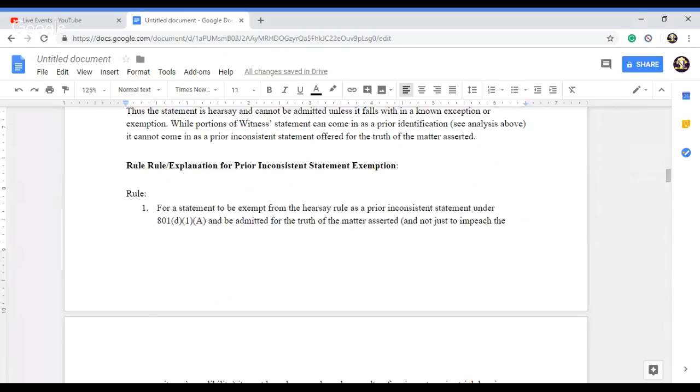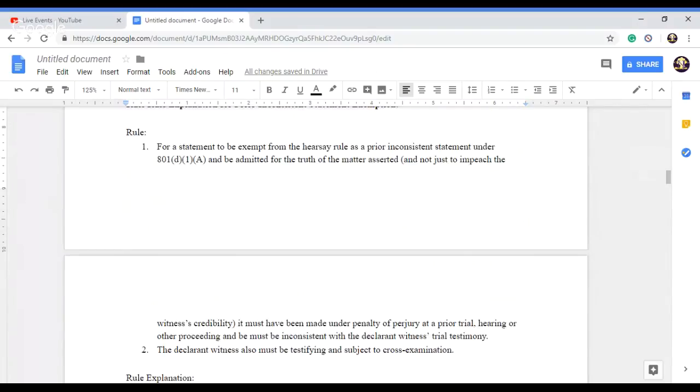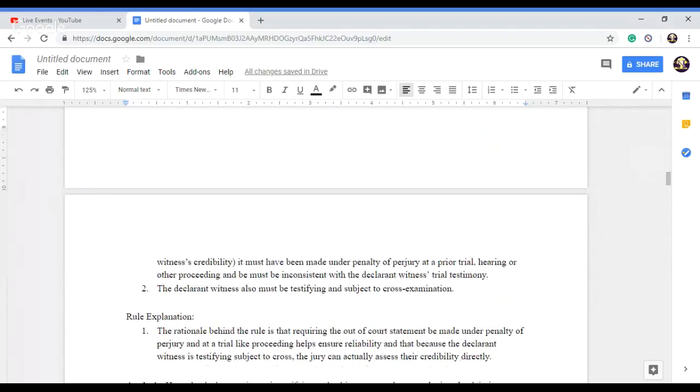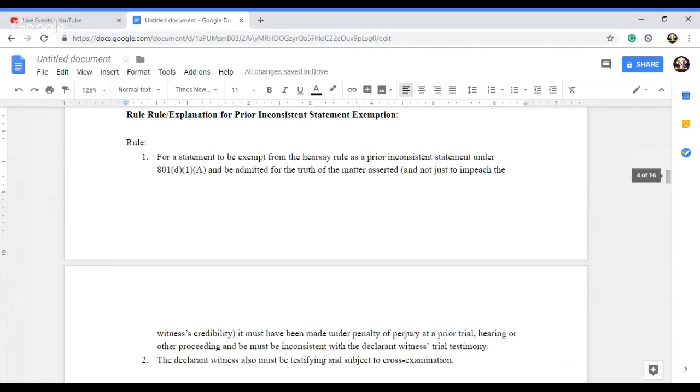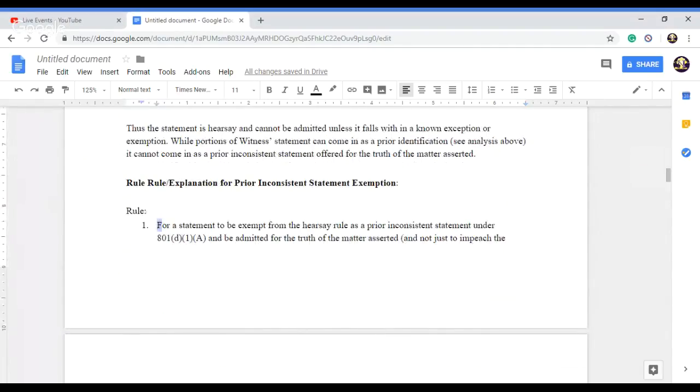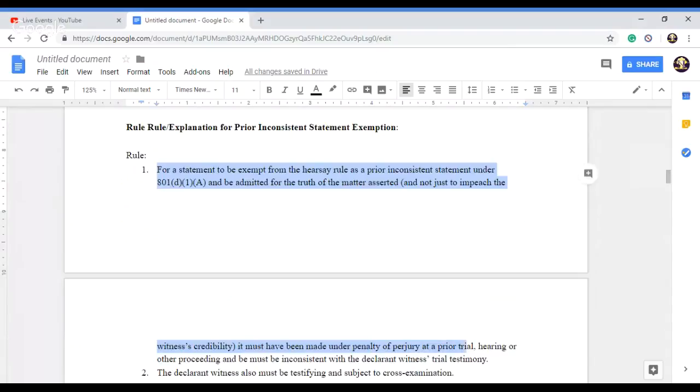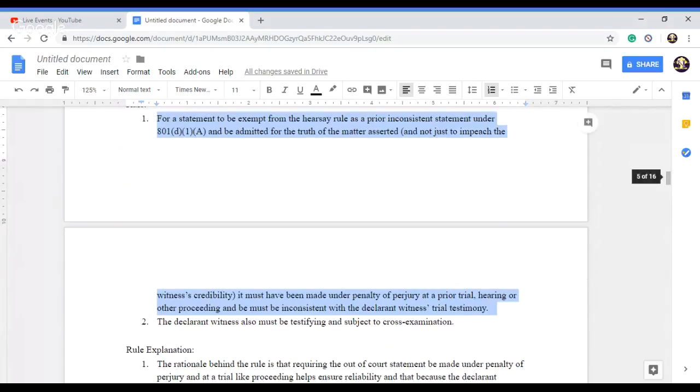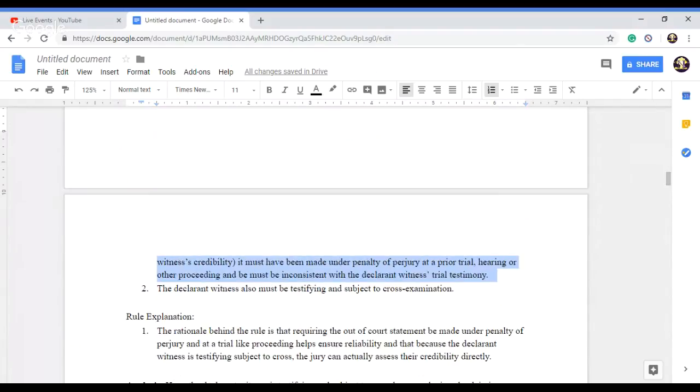It must be admitted for the truth of the matter asserted, not just to impeach. It must have been made under penalty of perjury at the trial, hearing, or proceeding, and must be inconsistent with the declarant witness's trial testimony. So here is just laid out what the rule is. And if you're having problems with wording the rule or understanding how the rule works, this is a good way to see the rule in plain English, see the rule how the professor understands it, and try to mimic the same response.